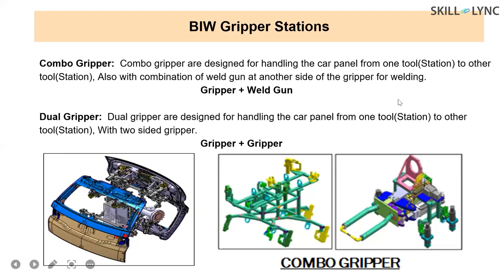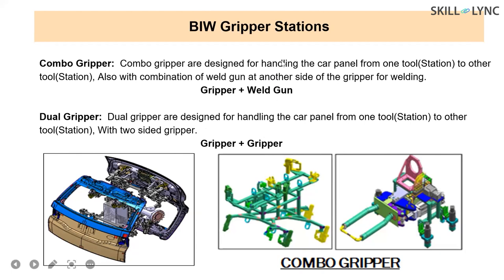Next one, combo gripper. What is a combo gripper? We can have multiple things together. On one side I can have a gripper, and on the other side a welding gun, so I can perform welding at certain operations as well. One side will have a combination of both gripper and welding gun. If it is a dual gripper, it will have grippers at both ends. So you can see here, right?